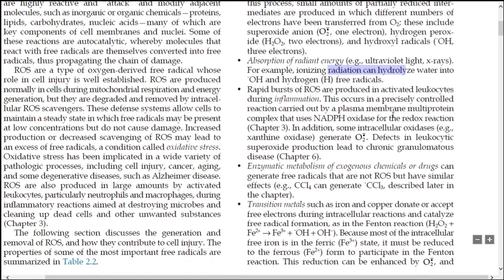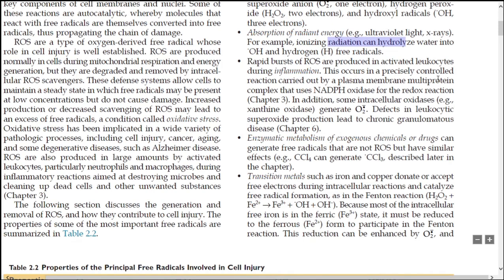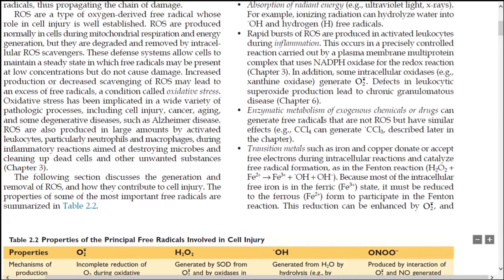Next, in activated leukocytes, as you see during inflammation, a huge quantity of ROS is produced to destroy the injured cells. In phagocytic cells, this occurs in a precisely controlled reaction, carried out by a plasma-membrane multiprotein complex that uses NADPH oxidase for the redox reaction. So during inflammation, this produces ROS. Defect in leukocytic superoxide production leads to chronic granulomatous disease. We'll be seeing that in the next chapters.